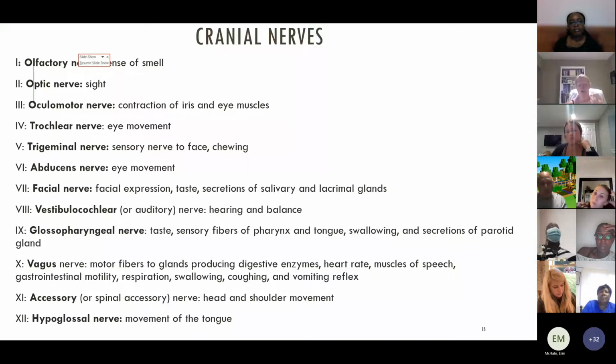We have our facial nerve. So this is going to help with our facial expression. It's going to help with how we taste food, and it's going to help with our secretion of salivary and lacrimal glands.